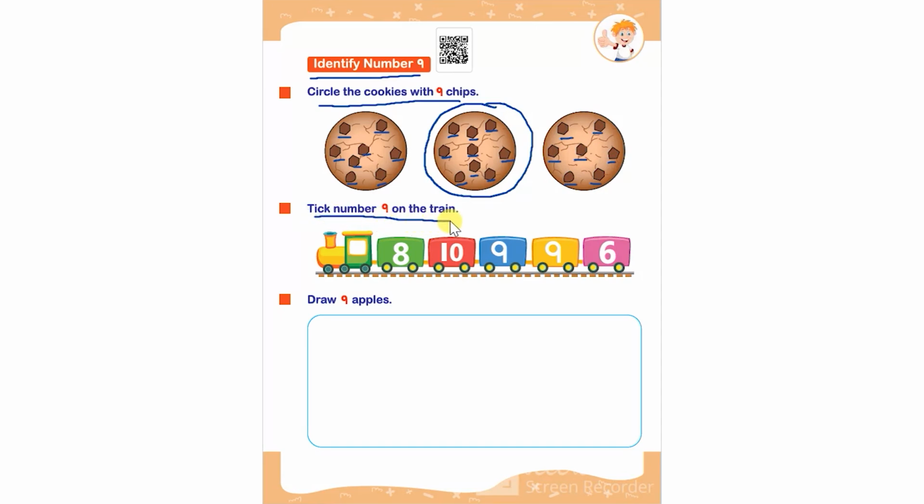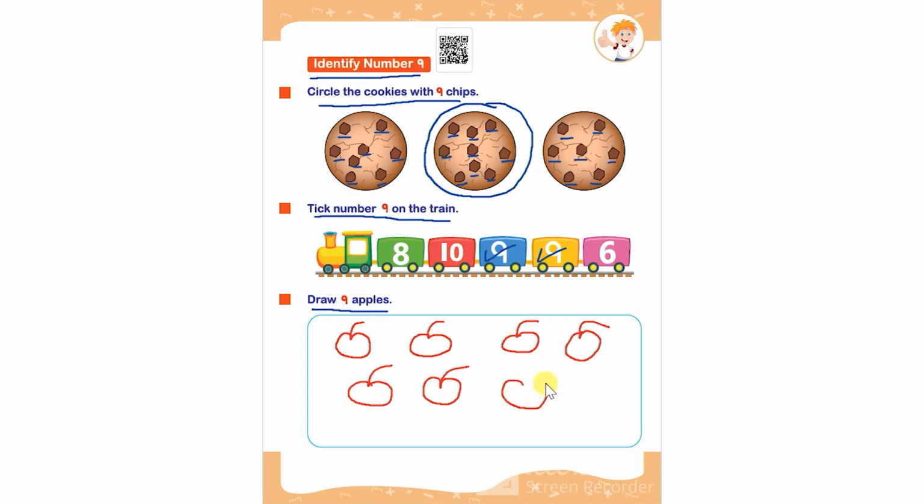Tick the number 9 on the train. So here the child has to put a tick mark on number 9 on the train. Draw 9 apples. So over here the child has to draw 9 apples. 1, 2, 3, 4, 5, 6, 7, 8 and 9.